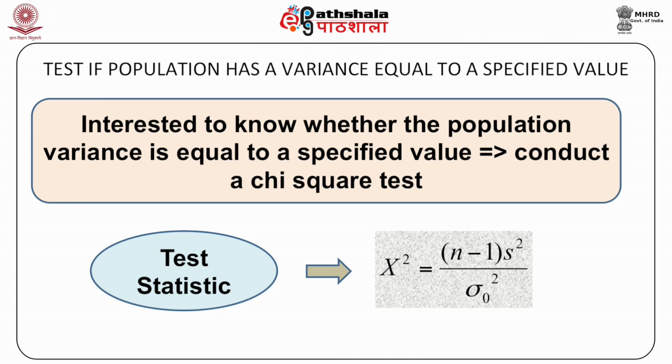The next application is to test if the population has variance equal to the specified value. Very often we are interested to know whether the population variance is equal to a specified value. For this purpose, we conduct a chi-square test. Here, chi-square is equal to (n minus 1) into s squared upon sigma squared. Here we compute the test statistic where n minus 1 is the degrees of freedom, n is the sample size, s squared is the sample variance, and sigma squared is the population variance.